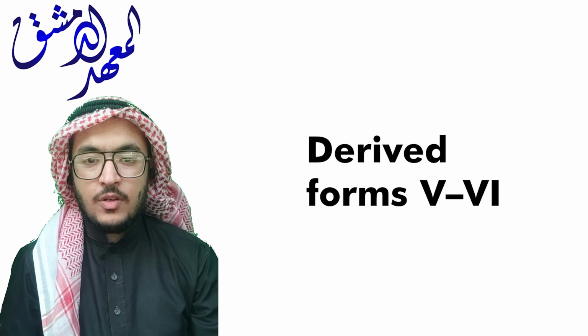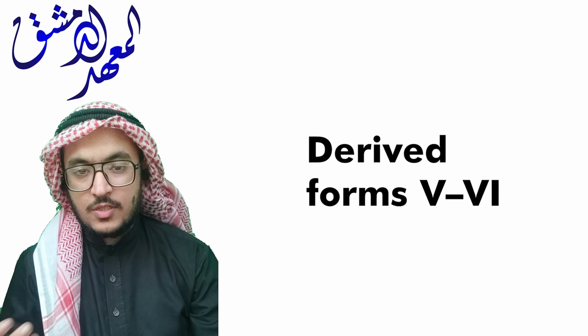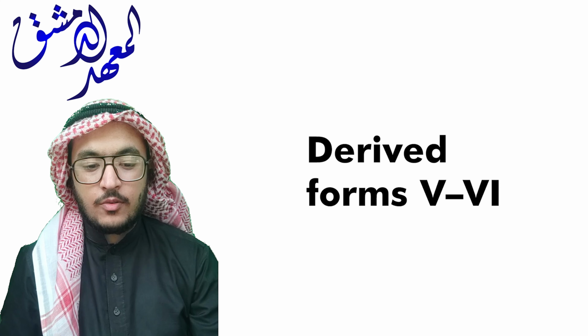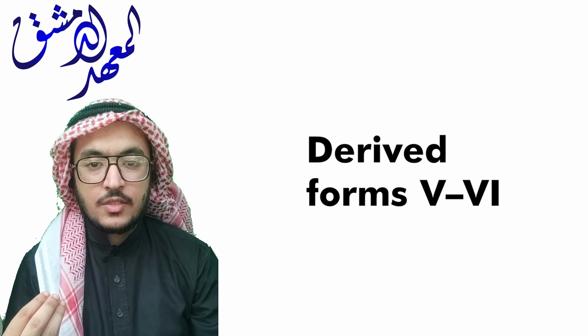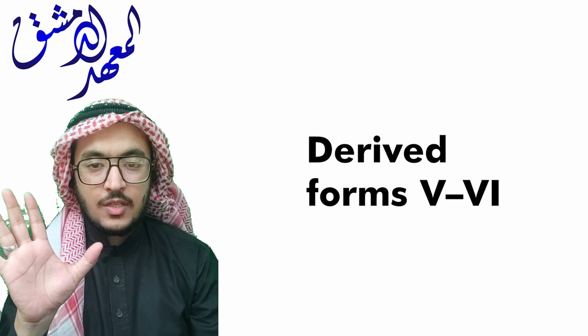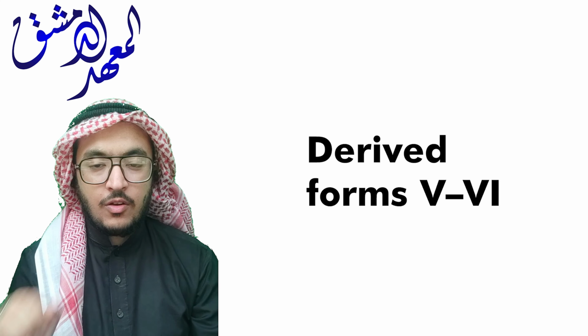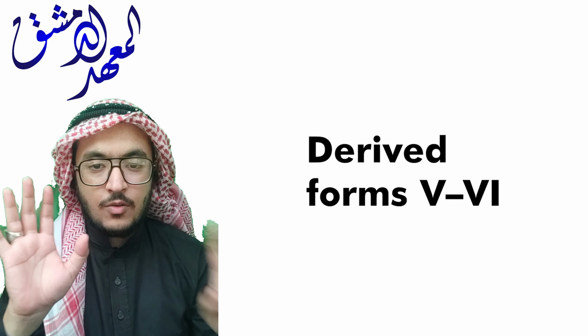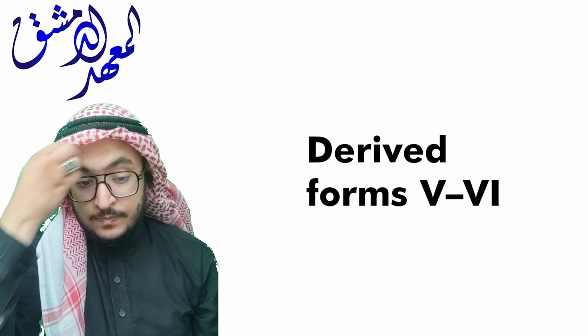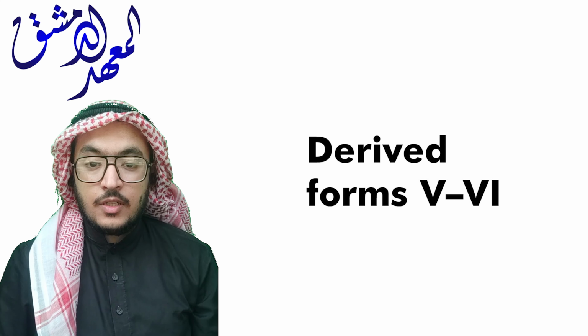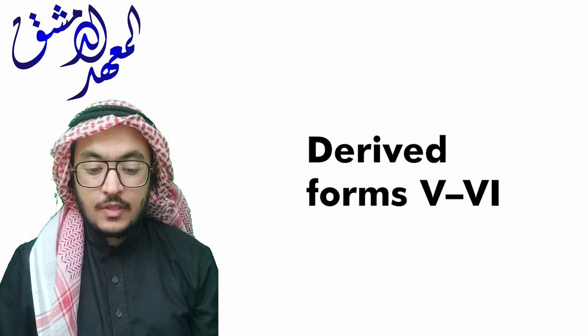So today we'll be learning a new lesson about the derived forms of the verb. But we'll be discussing today form khamsa wa sitta. Form khamsa wa sitta, so form 5 and form 6. So hayya bina ila dars. Let's go to the lesson.